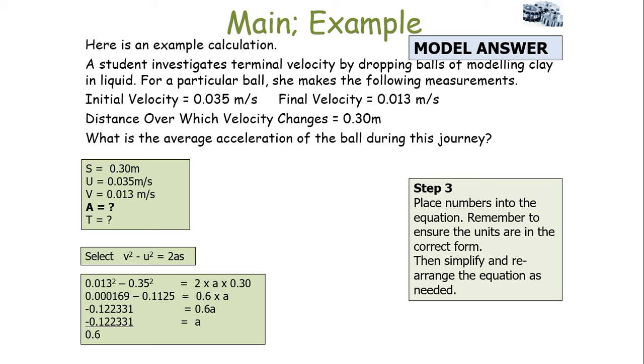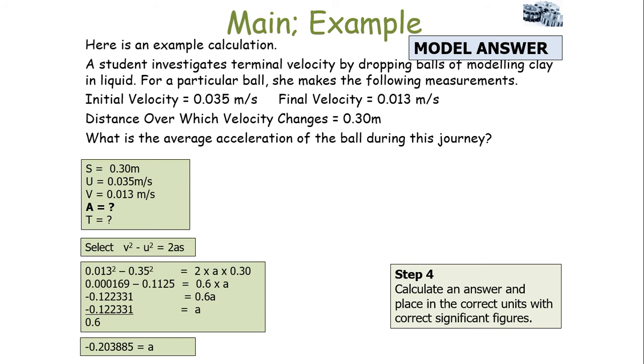And therefore it's very easy to rearrange that number because it's only one term as opposed to two. And the same on the other side. So 2 times a times 0.30 simplifies to be 0.6. So we now know that minus 0.122331 equals 0.6a. So a then equals minus 0.122331 divided by 0.6.